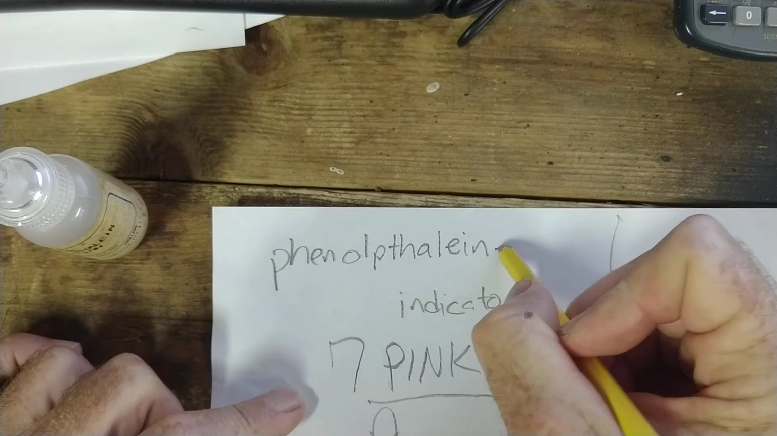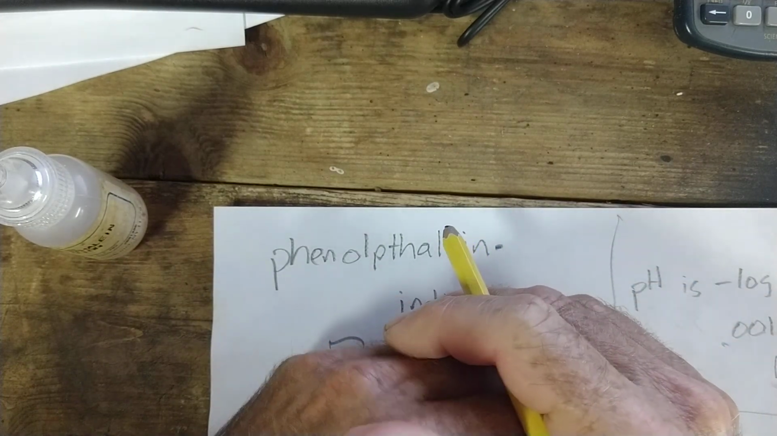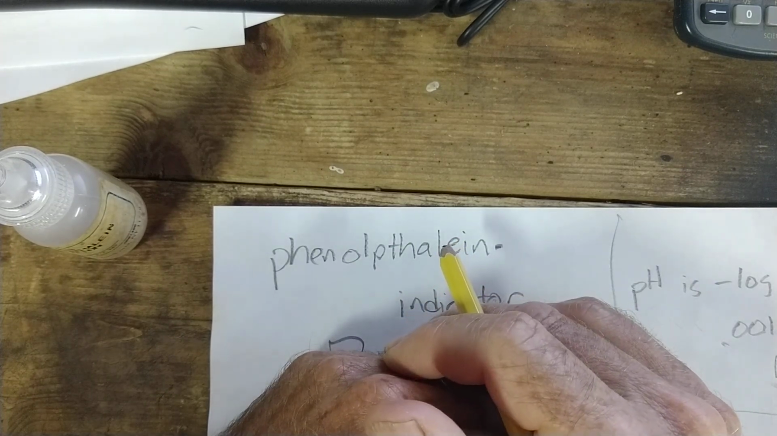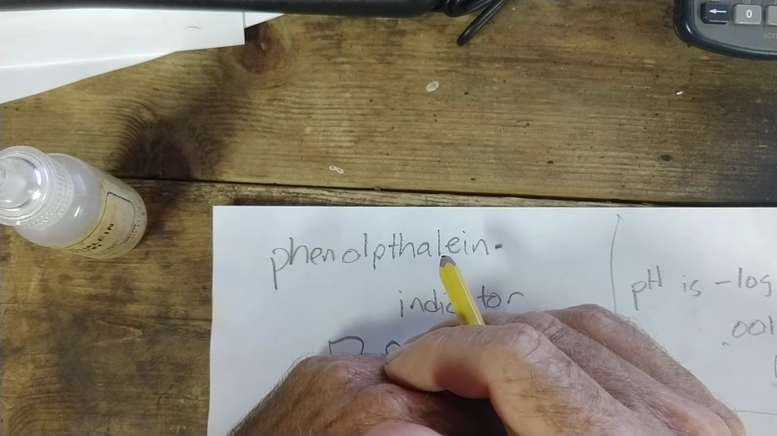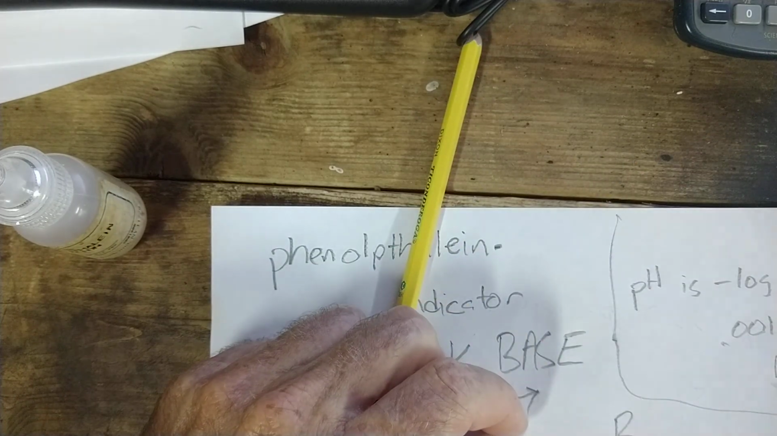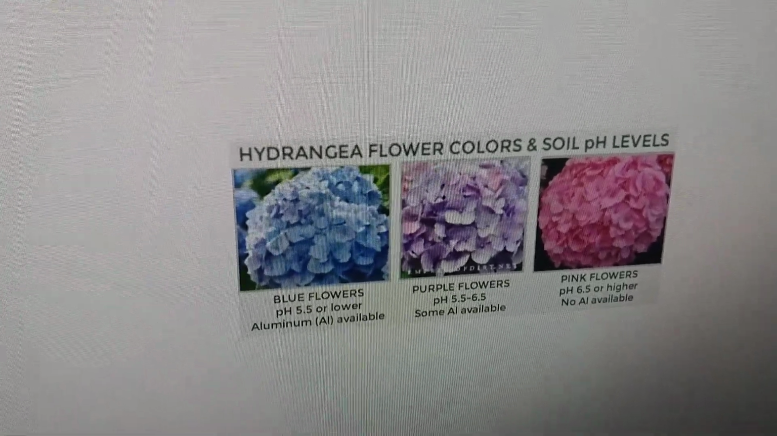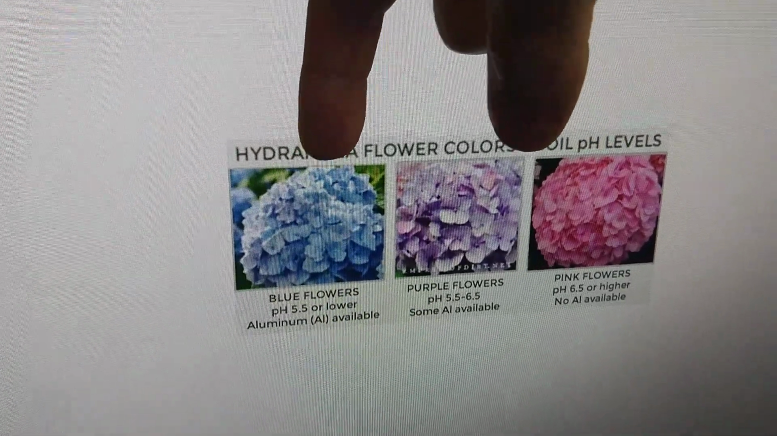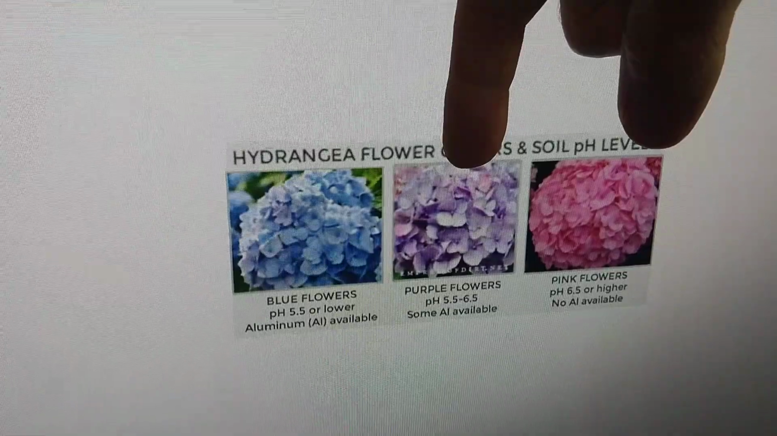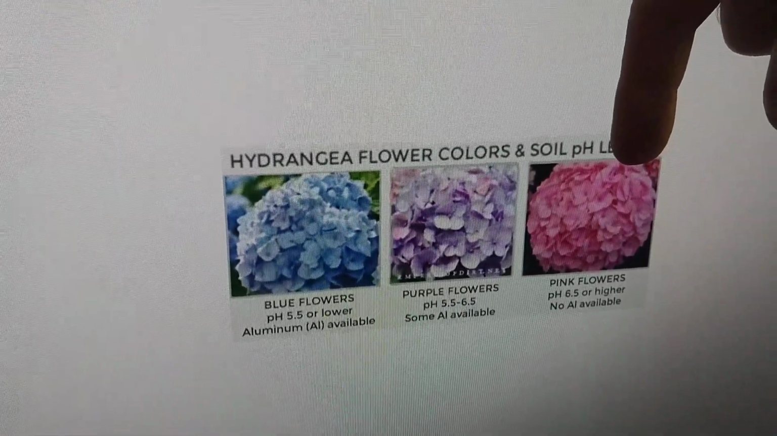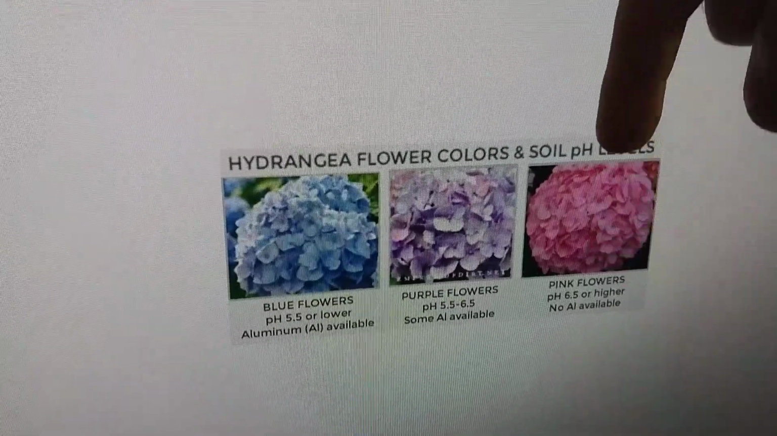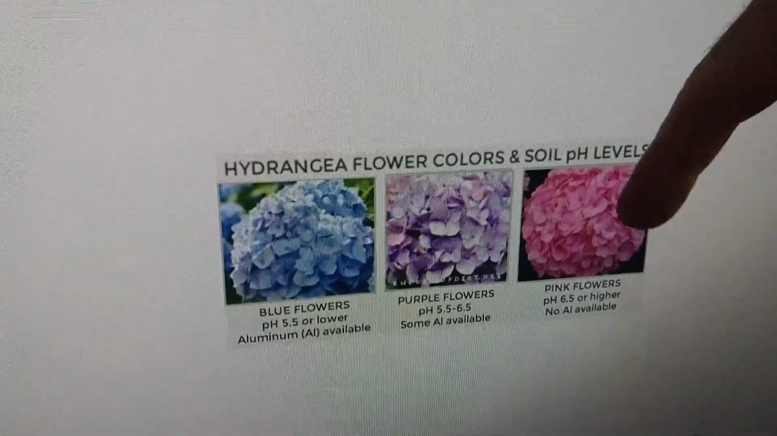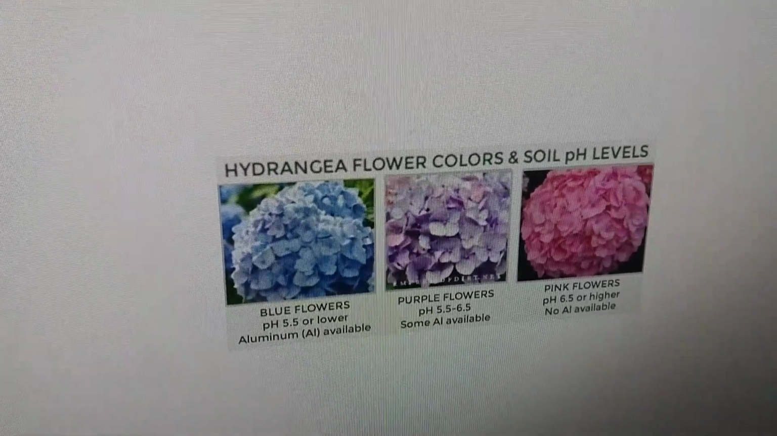Now, there's not only one indicator, there are many indicators. Phenolphthalein is an indicator. There are chemicals in some plants around here like hydrangeas. Some plants may be one color in someone's yard and then another color in someone else's yard because the soil is different. There's a little thing I found about hydrangeas. They have blue flowers when the pH is below 5.5, purple when the pH is from 5.5 to 6.5, and pink when they're in higher or basic soil, right? So phenolphthalein is kind of like the hydrangeas. It's pink when the pH is high.